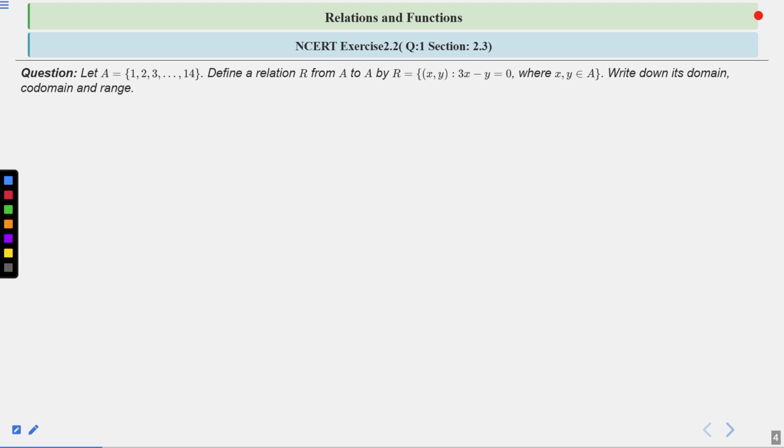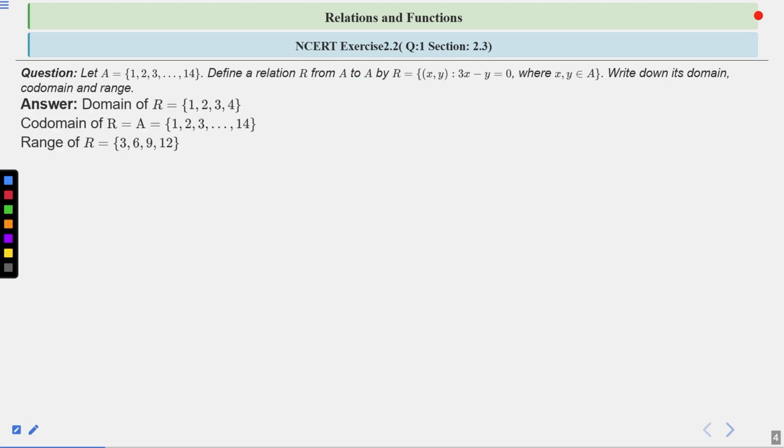So in question, we are given with set A and there is a relation R from A to A defined as collection of all pairs x, y such that 3x minus y is 0. Then we have to find out its domain, codomain and range. So range, this is our answer. You can all verify that you are getting the correct answer or not. So let us see how we are getting the domain set, range set and codomain set.